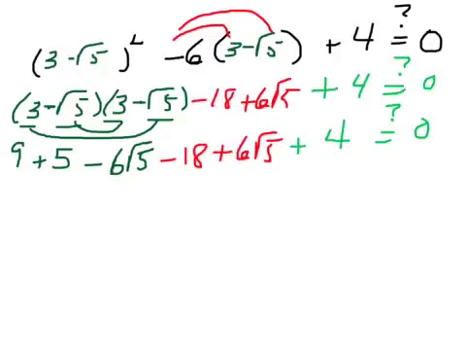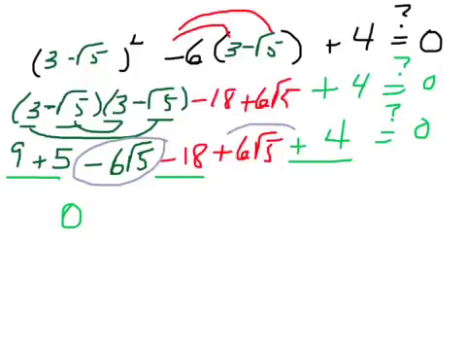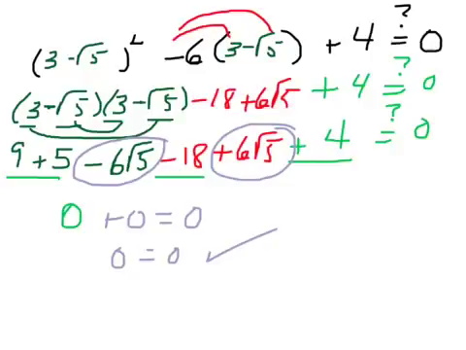Okay, now it's time to start putting stuff together. 9 plus 5 is 14. 14 minus 18 is negative 4, and negative 4 plus 4 is 0. Okay, let's look at the other part. Negative 6 square root of 5 plus 6 square root of 5, those add up to 0. And 0 plus 0 is equal to 0. Yes, we just showed that was a root as well.